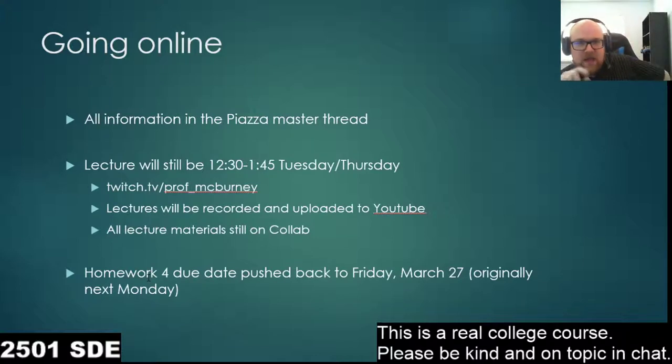Homework 4 due date has been pushed back to March 27th. So originally it was due next Monday, which was the 23rd. Obviously, we lost a week of office hours while we were scrambling to figure out how we're going to do all our classes online. So that will be due now Friday, March 27th.